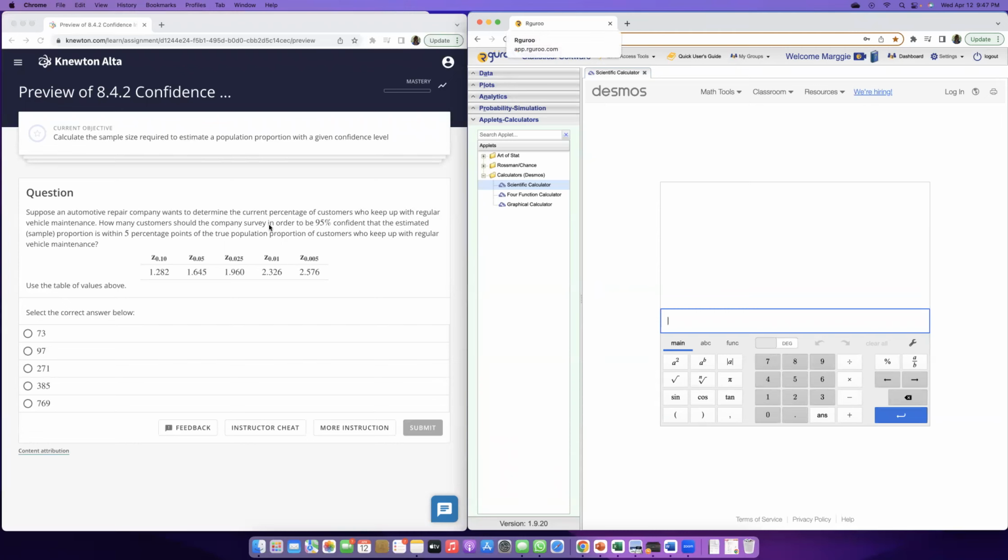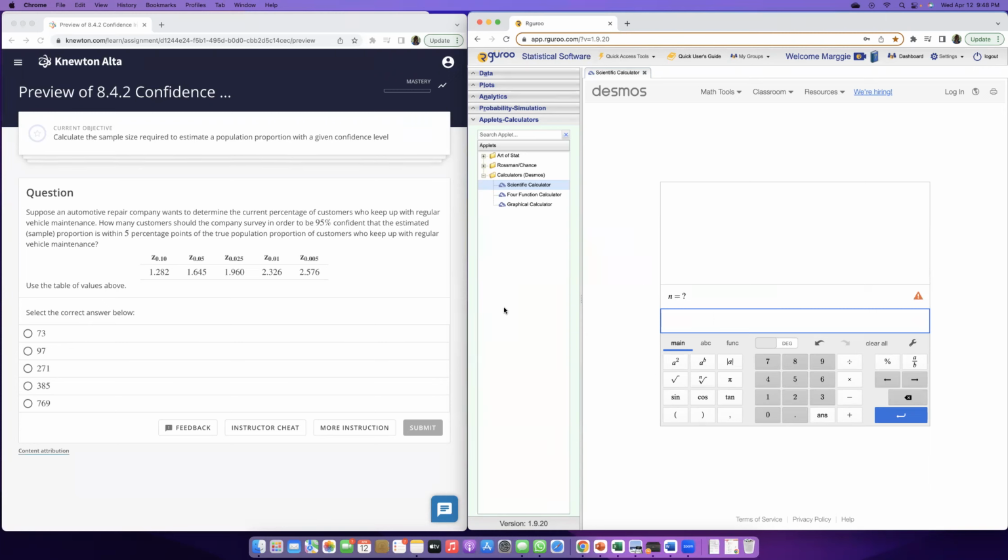So, translating this a little bit, we want to find the sample size. We want to find how many customers the company should survey. So that's your n. So we are trying to find n, not capital N. We don't know that.